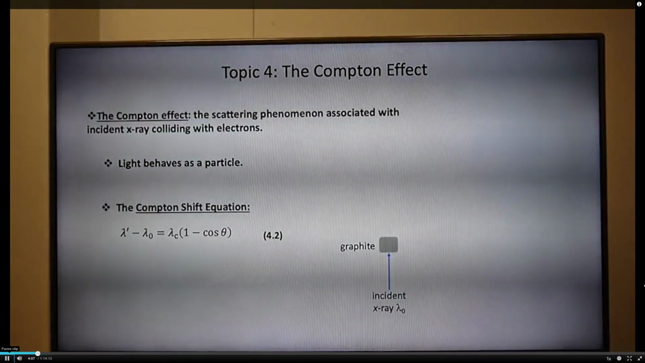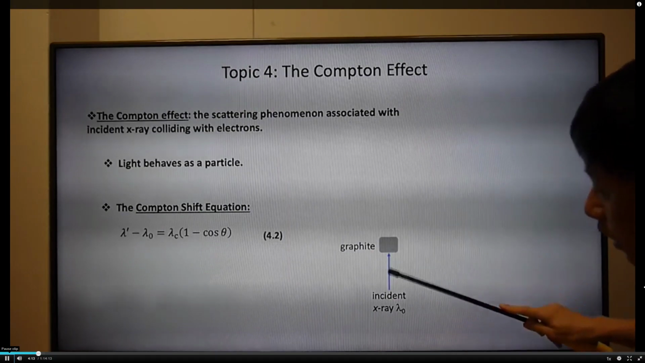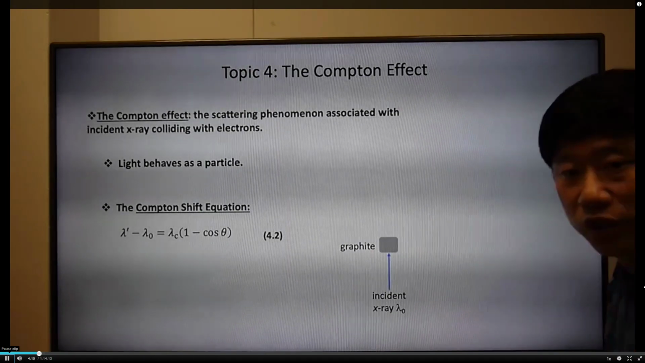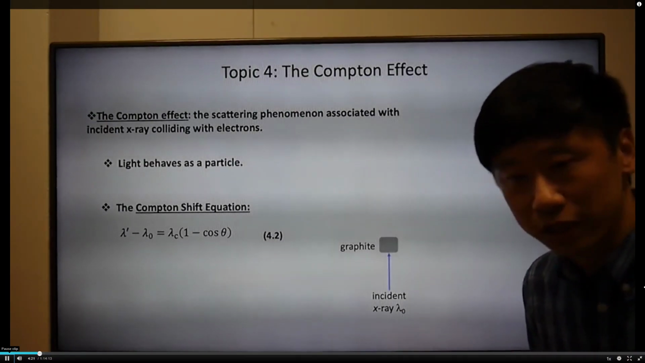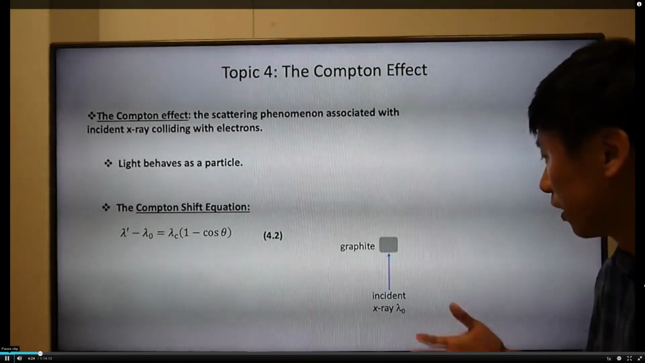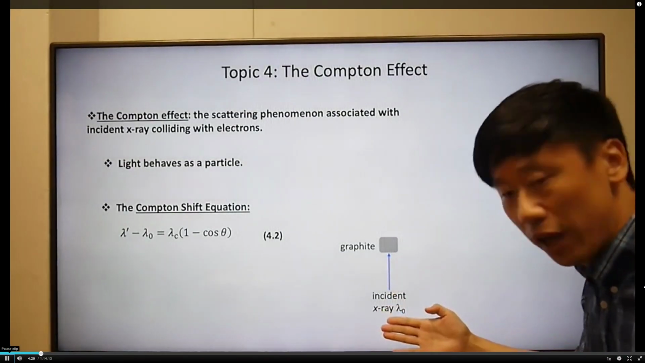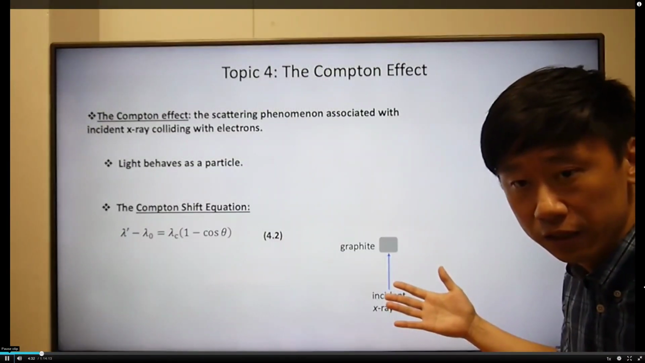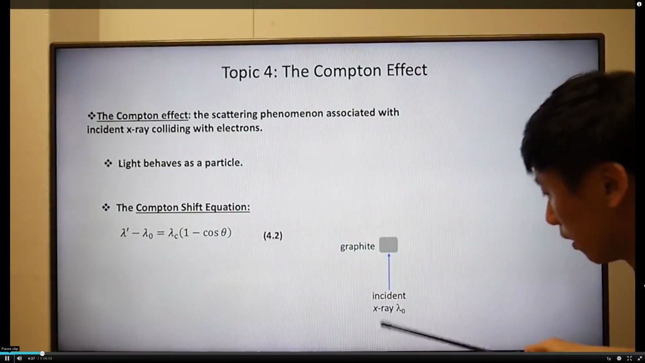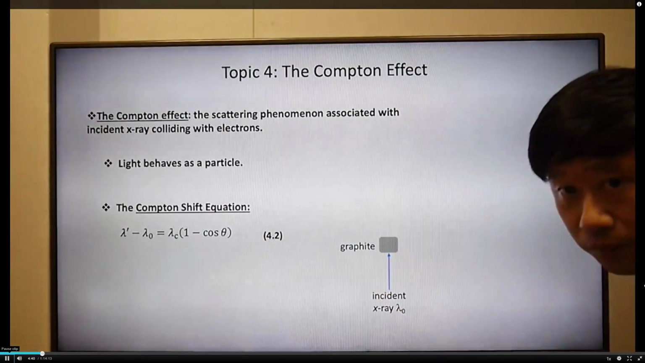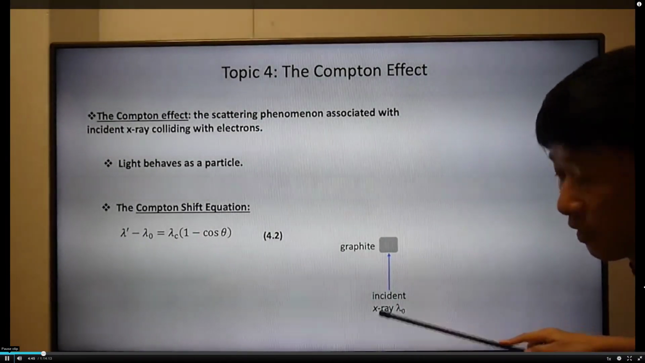All right, let's begin the Compton effect. In this experiment, at first we shine light onto a material, for example graphite, which is quite similar to the photoelectric effect, but it gives different behavior because the photon energy is much stronger than the light used in the photoelectric effect. Okay, so we shine X-rays. X-rays have a much shorter wavelength, so they have high photon energy.